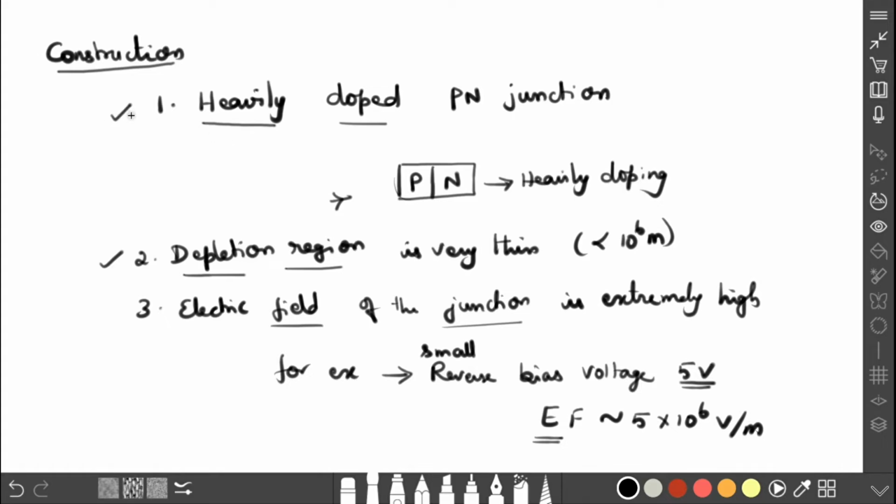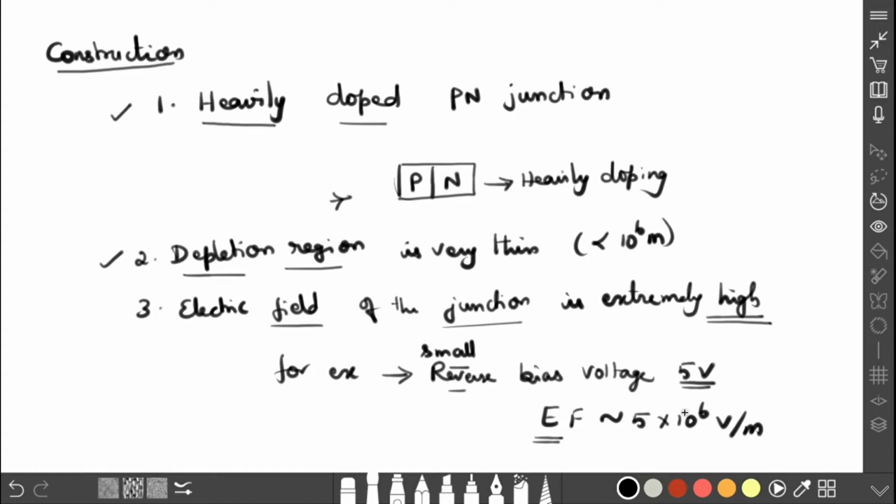Due to this heavy doping, the depletion region becomes very thin, almost less than 10 to the power of 6 meter. Due to this very thin depletion region, the electric field of the junction becomes extremely high. In the example I have given, for a small reverse bias voltage, only 5 volts, the electric field produced will be approximately 5 into 10 to the power of 6 volt per meter. So this is the construction part of the Zener diode.